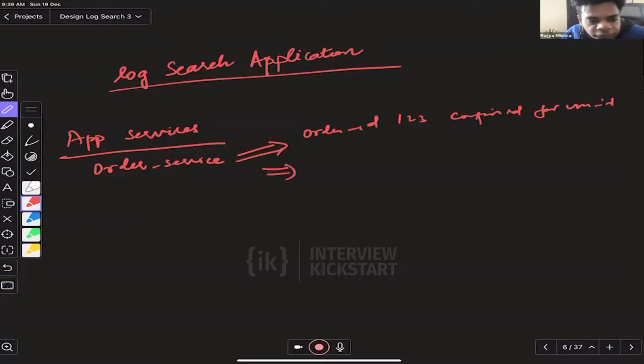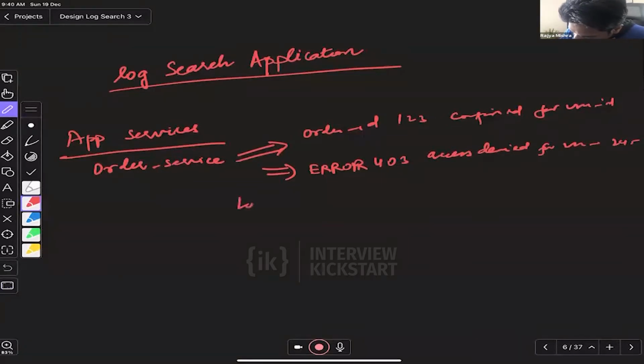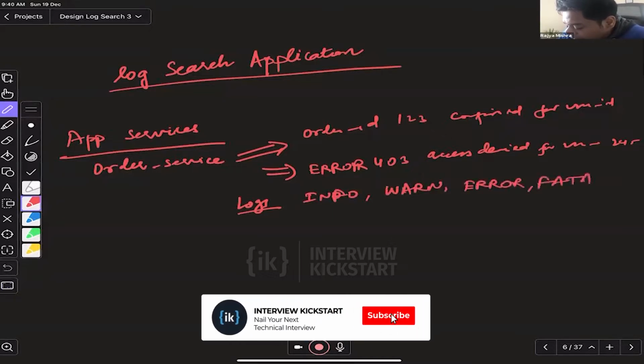There could be some errors also being emitted, like error 403 access denied for user ID 245. And we all know that the logs have levels, right? So they could be info, they could be warn, they could be error, they could be fatal.